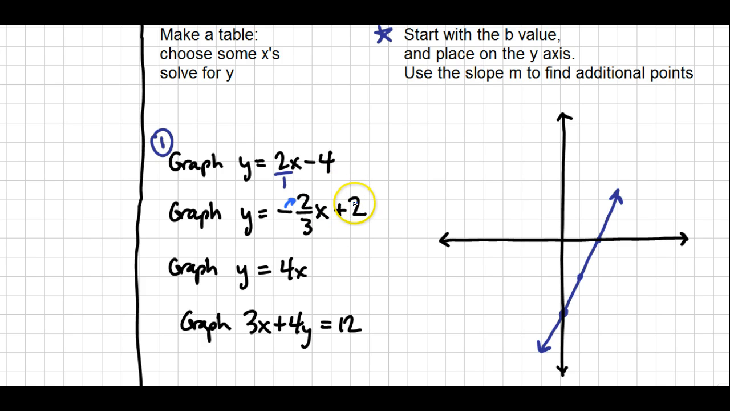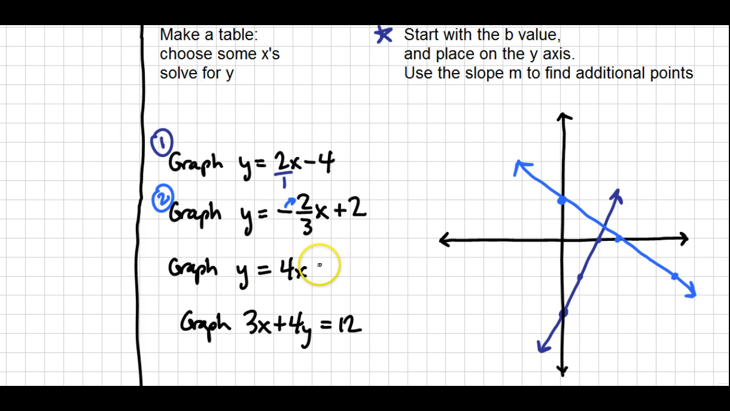Start with the b value first. On the y-axis, go up to 2 and put a dot. From here, the top number is negative 2, so I'm going to count down 2. The bottom number is positive, so I'm going to go to the right 3. Down 2, right 3. And when I connect with a straight line, it's clear to see that the line is indeed going down from left to right.